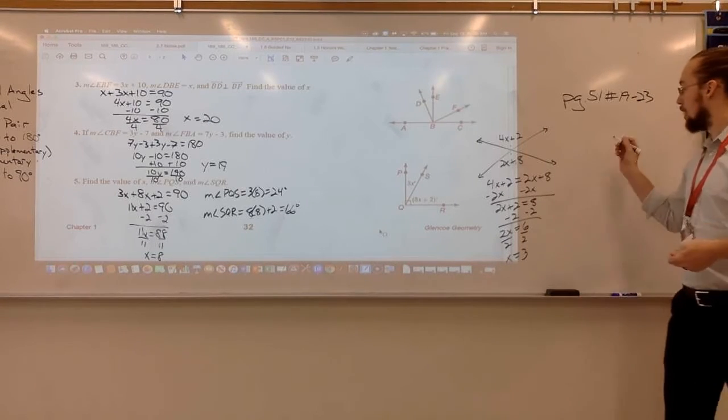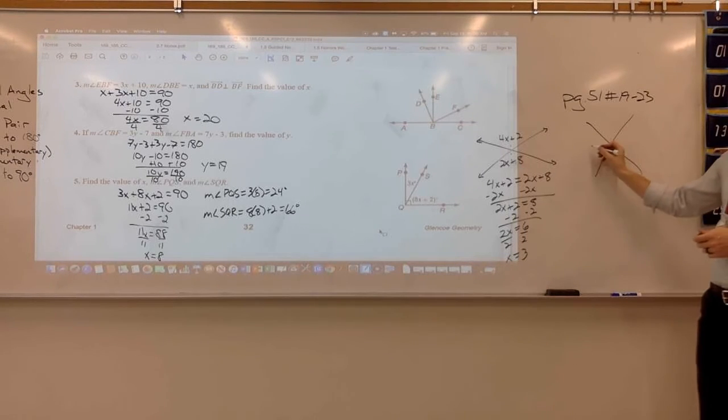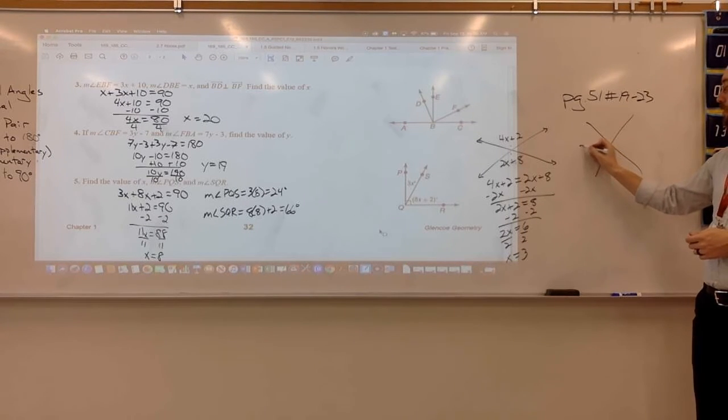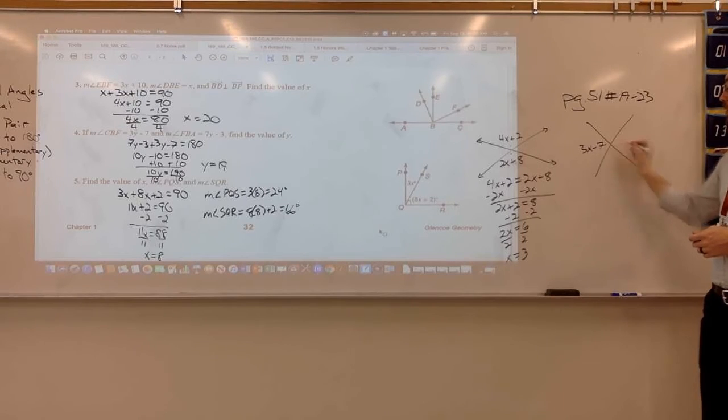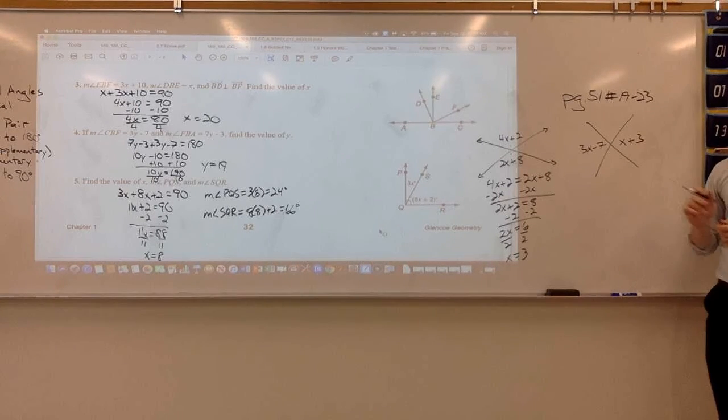All right, if I give you something like this, 3x minus 7 and x plus 2, how would we set up and solve that? 3x minus 7 equals x plus 2. Right, we're setting those equal to each other.